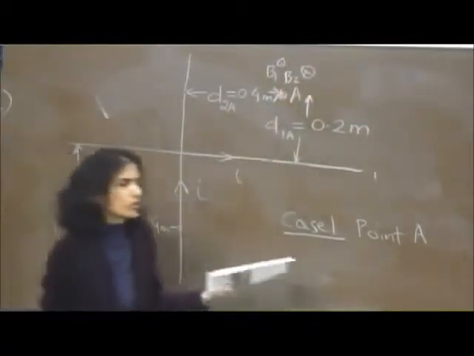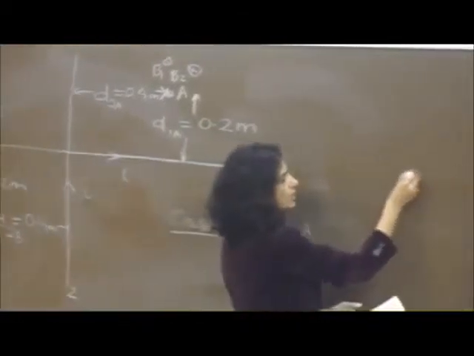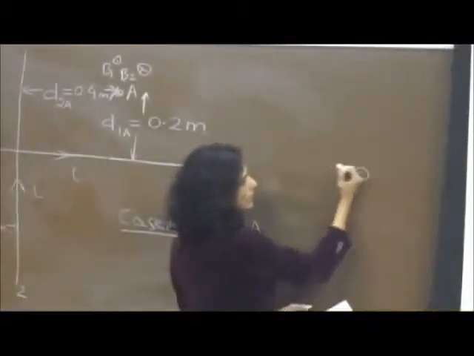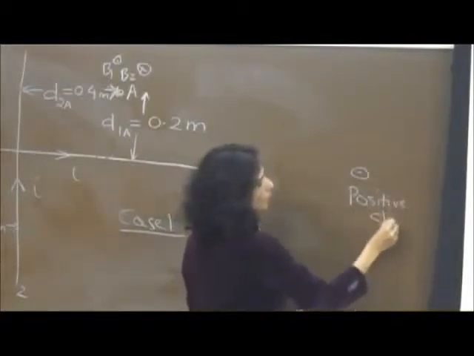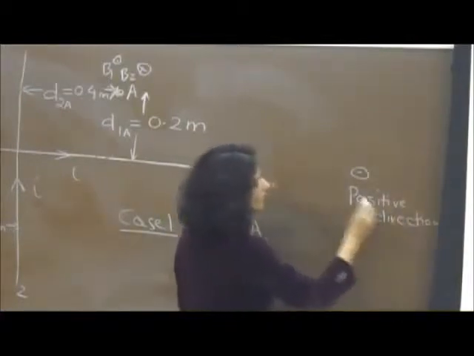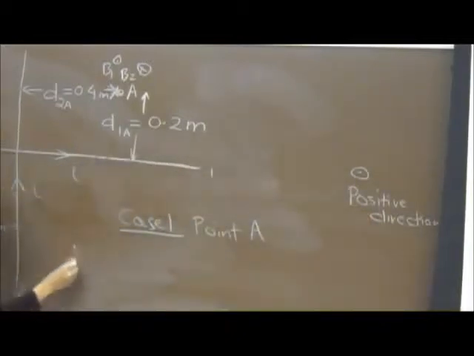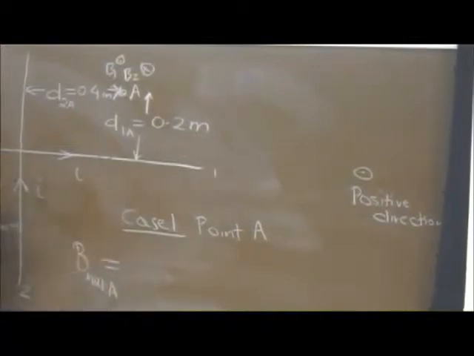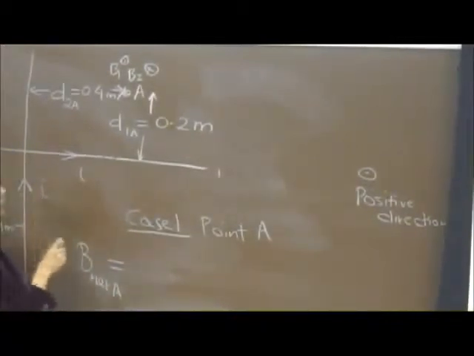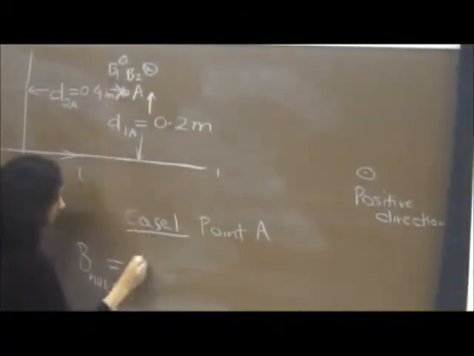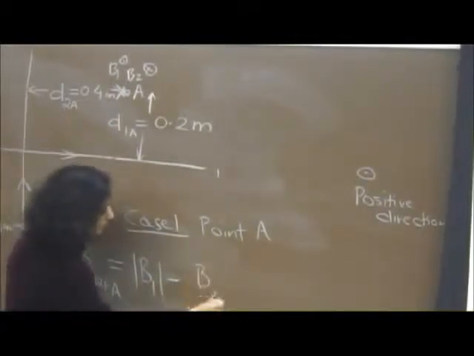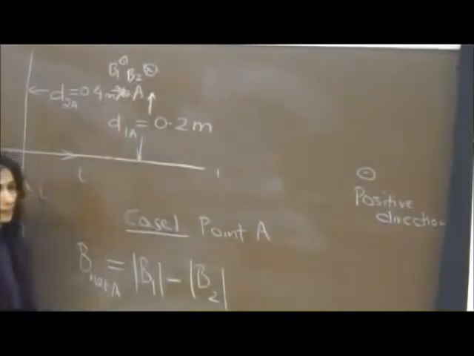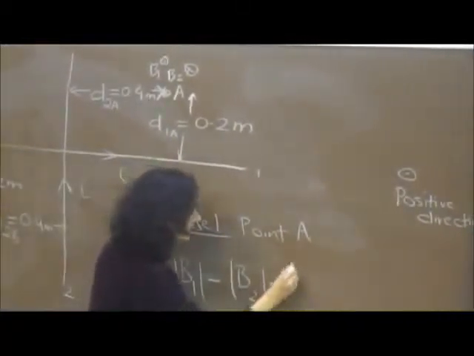Let's choose one of those to be positive. Let's say that dot means out. This is the positive direction. It doesn't really matter. If this is what I choose to be my positive direction, B net at point A will be what? B1 is positive because it's a dot, which I chose to be positive, minus B2, because that's a cross. And so what is this? This will be mu 0.